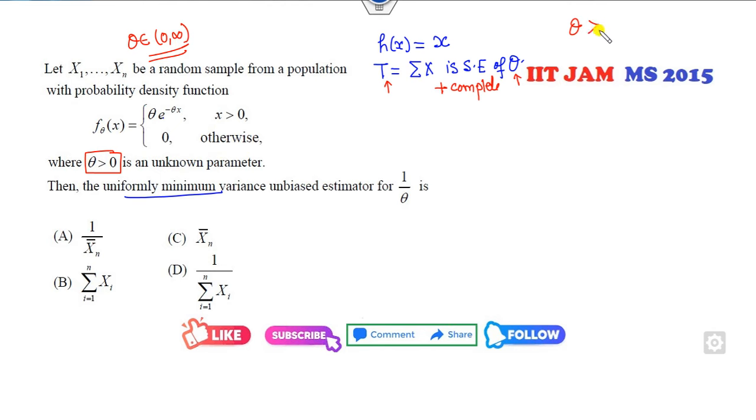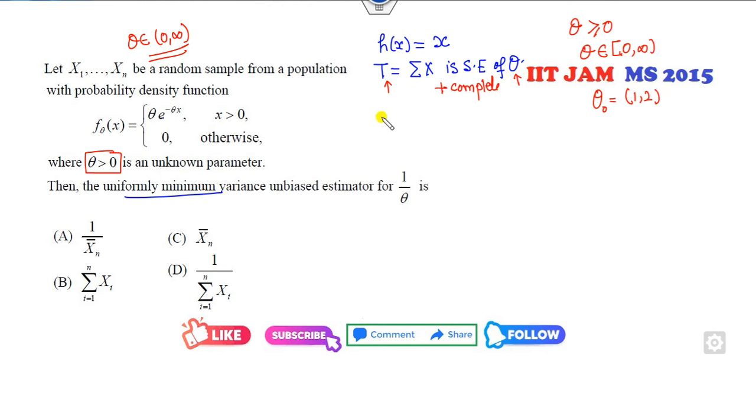If it is given like here, 0 comma infinity, then we can definitely construct some neighborhood, or some open interval like 1 comma 2, which is part of this. So yes, this is complete as well.